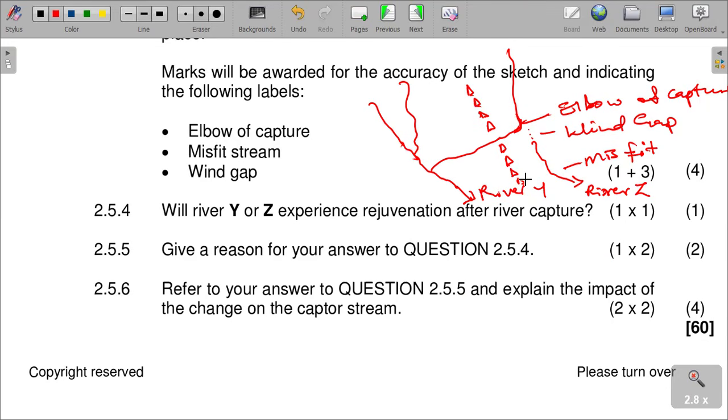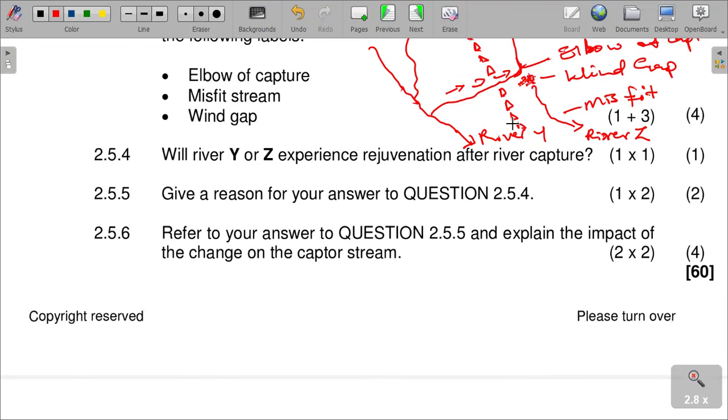It can show the watershed. This one is showing the wind gap, the point of alluvial deposits that are found on the space between the beheaded stream, and then the elbow of capture. It is the angle from which there was. Remember this river adjusted in this way, and then it captures that stream there. Therefore, we are saying that is a river capture that has taken place there.